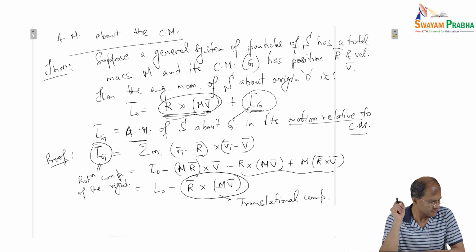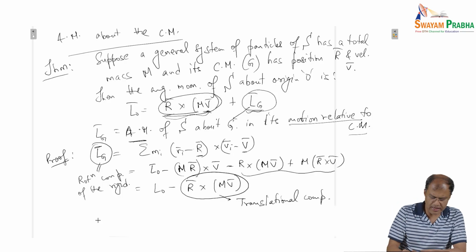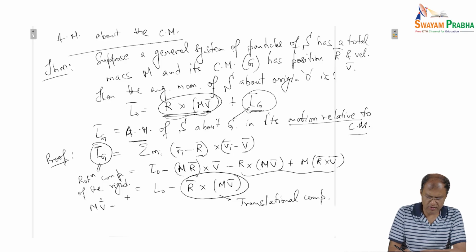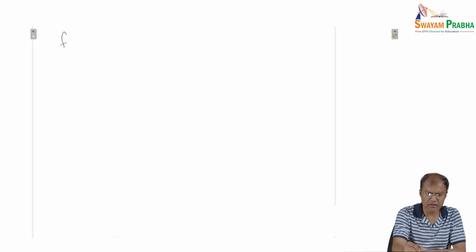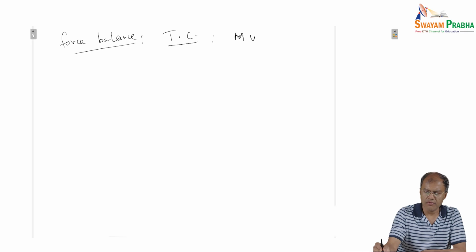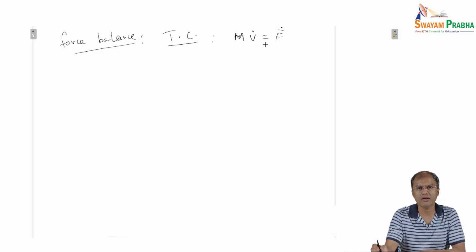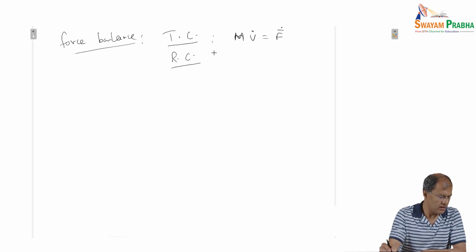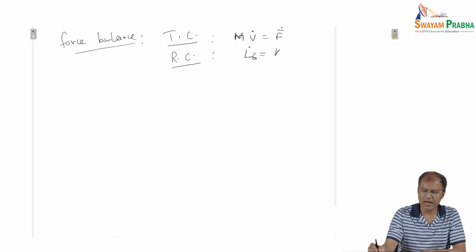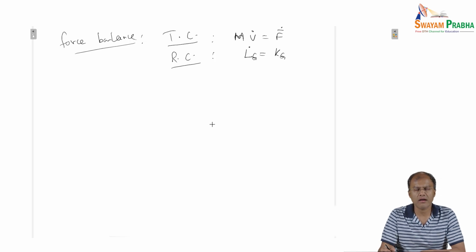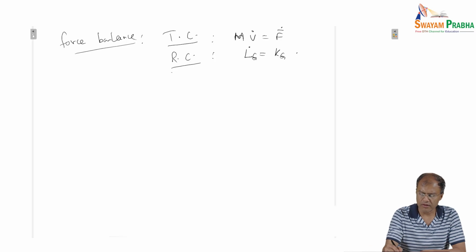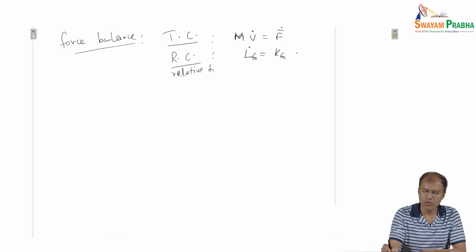And then what we have is that mv dot, for the rigid body, is the angular momentum. So for the force balance, we find that the translational component is given by m times v dot is F, Newton's second law acting on the center of mass, and the rotational component is going to be Lg dot is going to be kg, right? So these are the translational and the rotational component relative to the center of mass.